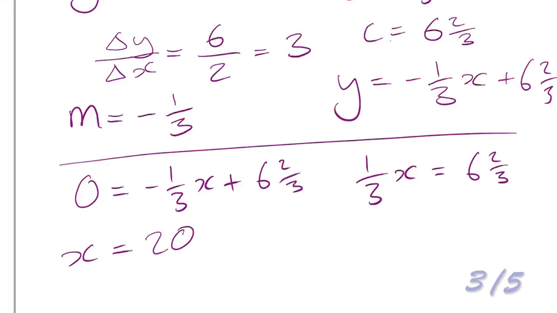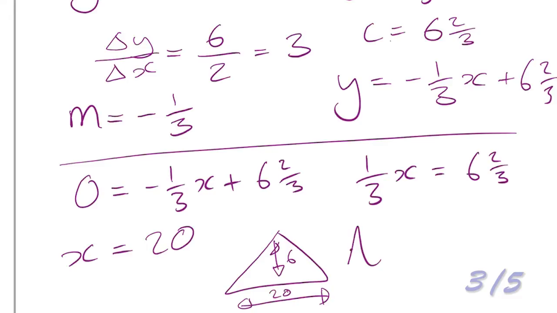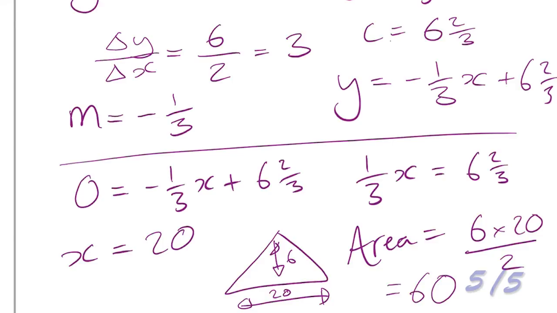So it crosses the x-axis when x is 20. Well, we know that we had a height of 6, we now know we have a width of 20, so the area equals 6 times 20, base times height, divided by 2. 6 times 20, 120 divided by 2, and we're done.